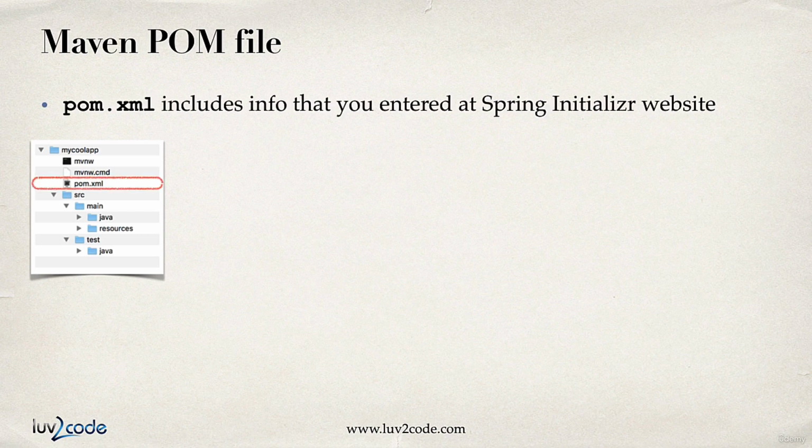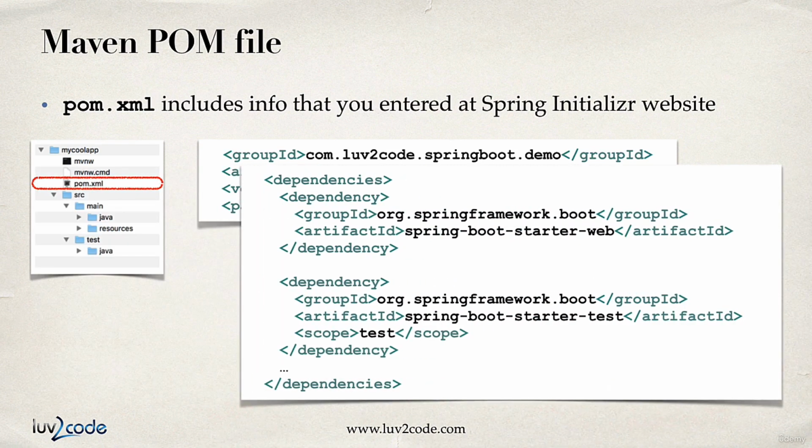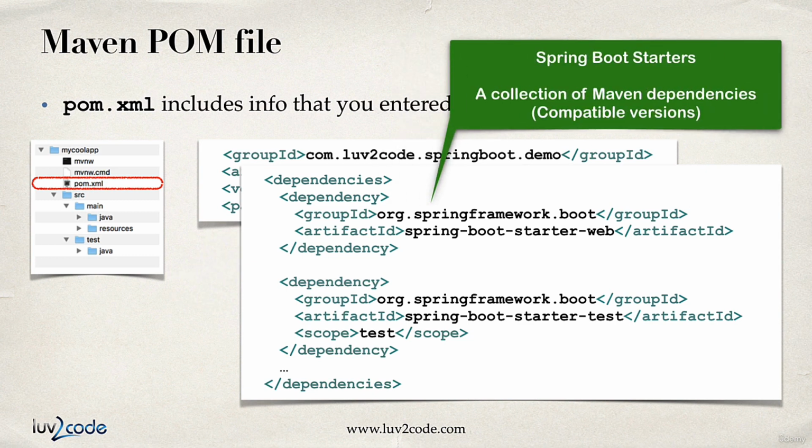Next, we have the actual POM file. The POM file includes the information that you entered at the Spring Initializer website. For example, you gave information about the group ID, the artifact ID, and so on. That information's automatically in your POM file that was generated. And then you'll also have a collection of Maven dependencies in the file. You'll notice here that they're called starters. So these are Spring Boot starters, which is really just a collection of Maven dependencies. And these are the compatible versions for these dependencies.